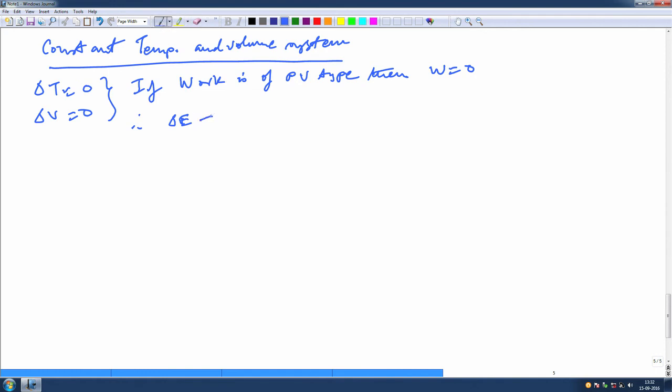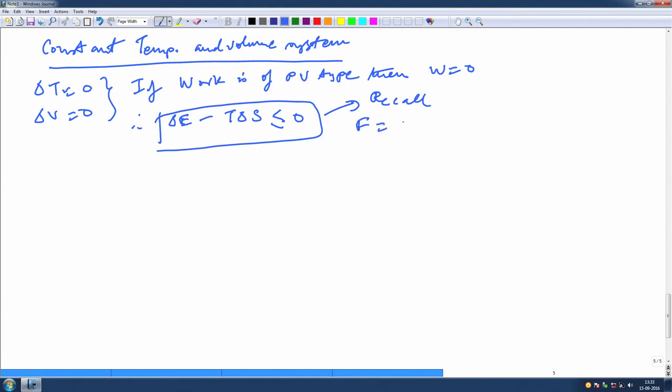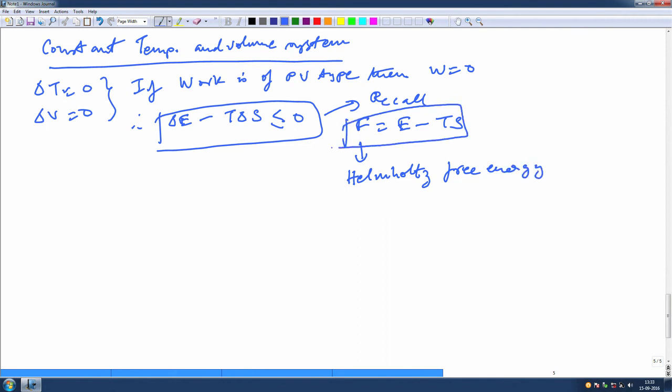and the change of entropy must be less than or equal to 0. Okay. That is a relationship that we can say. Also recall F, we will come to see what F is. F is basically nothing but the Helmholtz free energy, right. This you know from your undergraduate thermo. Helmholtz free energy is given by this particular expression, right.